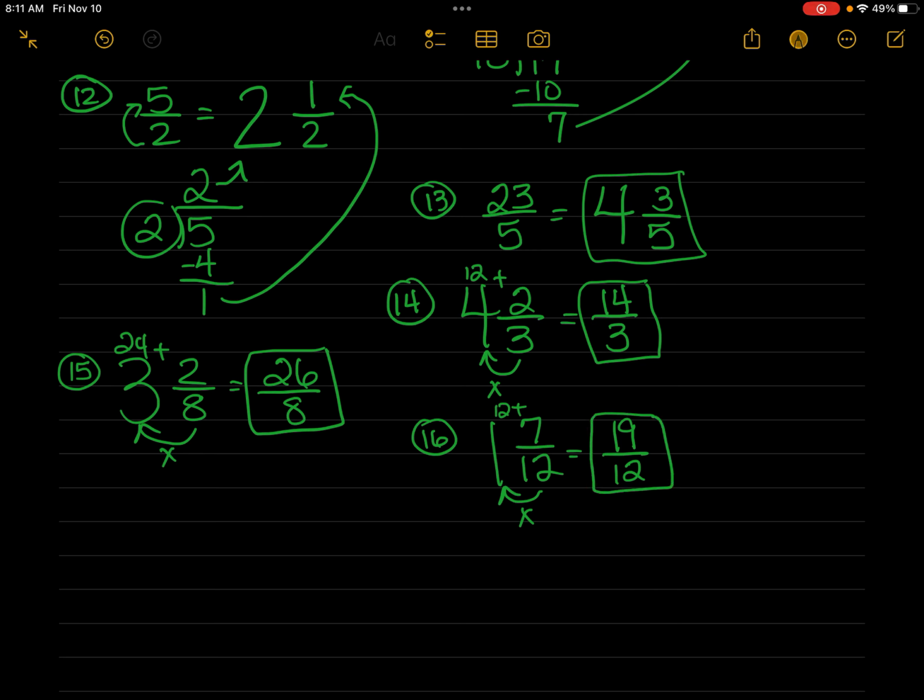Times and plus. Up here, when you're doing this one, it's kind of the opposite. Divide and then minus. So times and plus, divide and minus. They're just the opposites of each other.